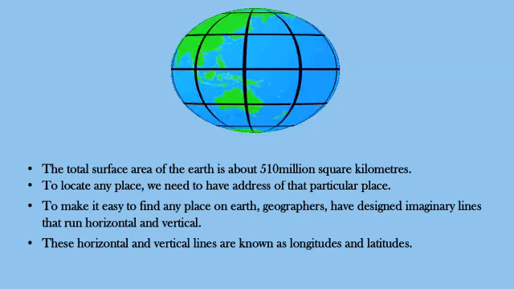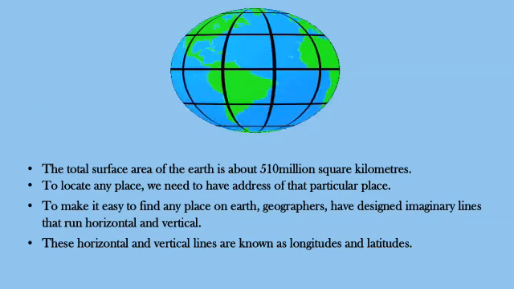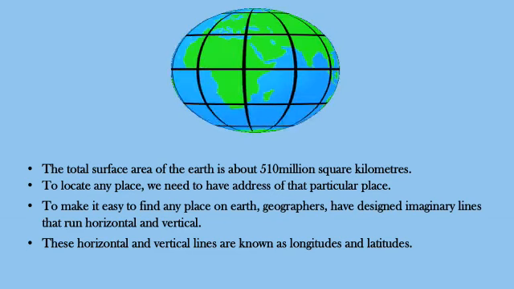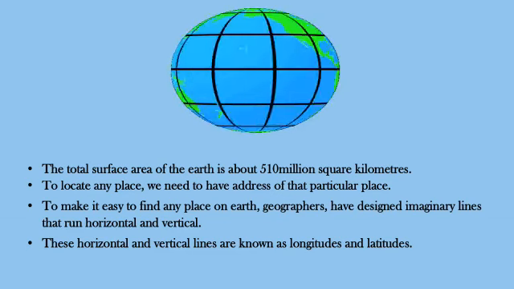So geographers have designed imaginary lines that run horizontal and vertical. These horizontal and vertical lines are known as longitudes and latitudes.